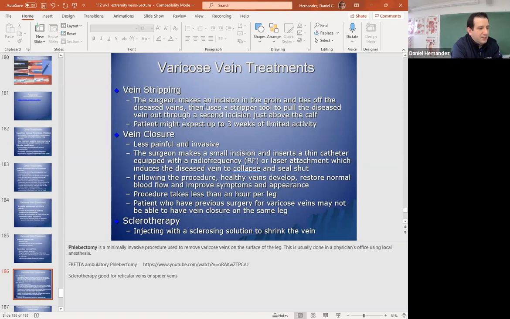So in presentation of this, you might be imaging the common femoral. You see a little piece of the greater saphenous, and that's about it, and very little flow within that small segment of the GSV. So that's typically a patient who's had their veins stripped.